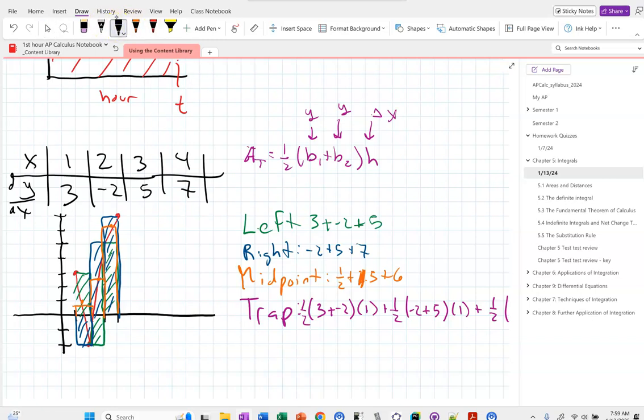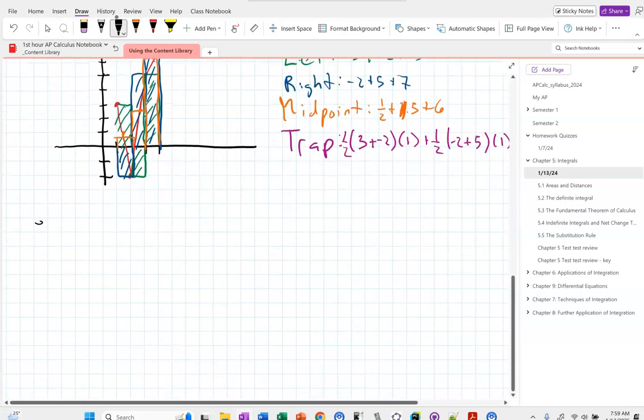So any of these gives you an approximation, right? Some of them might be overestimates, some might be underestimates, depending on where the function is increasing and decreasing. But that's the gist of it. Does that feel okay?